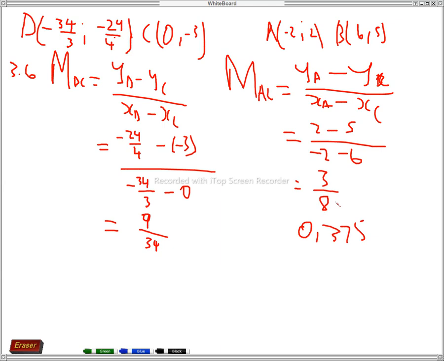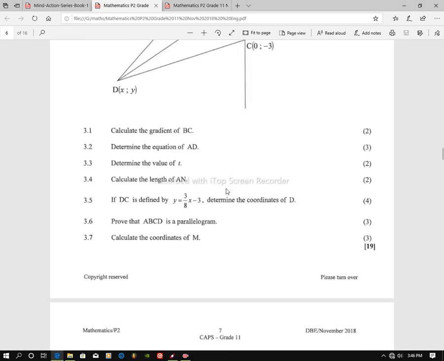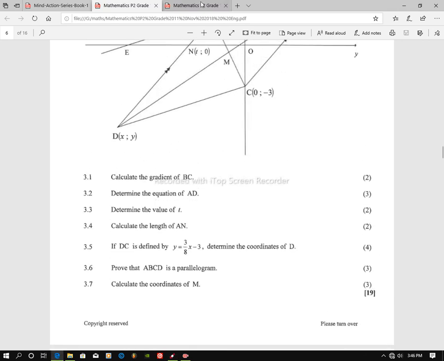So let me just punch in this other one. It's 9 over 34. 9 over 34 is 0.264. Well, if you round, this 3 is 4. So let's just check the marking guideline. What was the problem here?